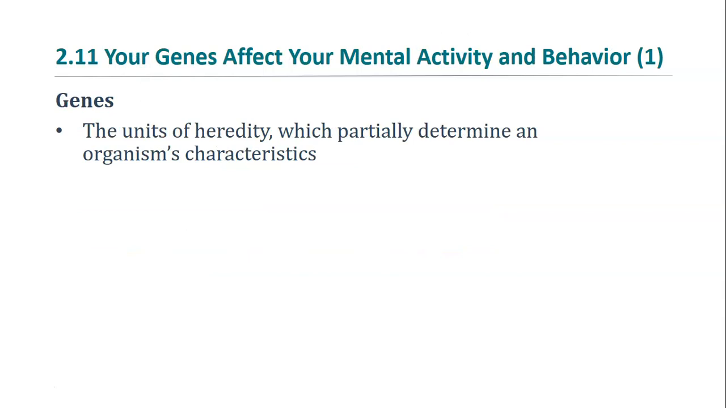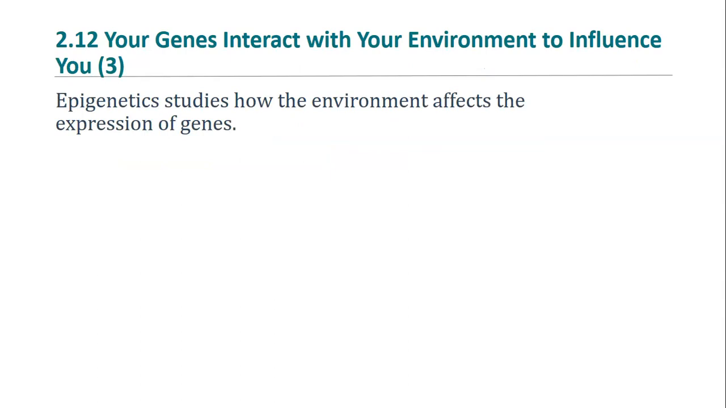Each of your cells contains thousands of genes, which are segments of the DNA molecule that code for the production of proteins in the body. You inherit these genes from your parents. All genes are not active all the time, nor are they active in every cell.